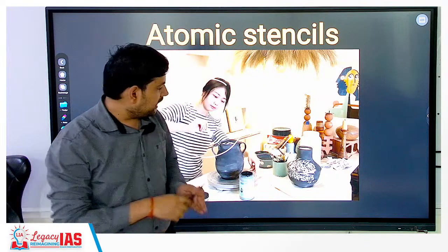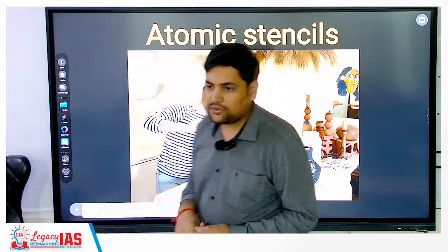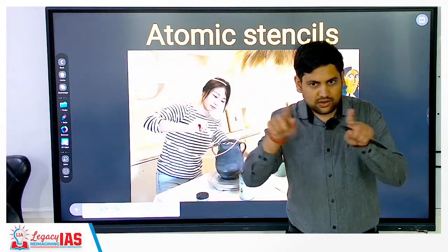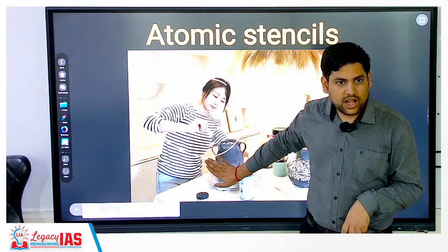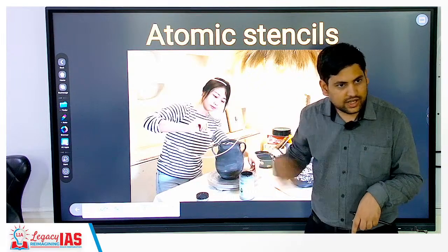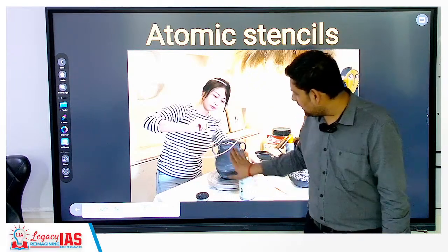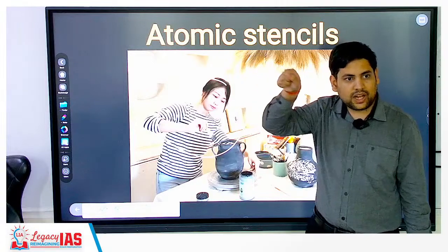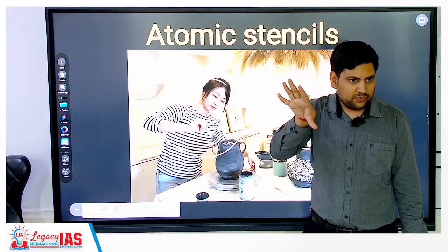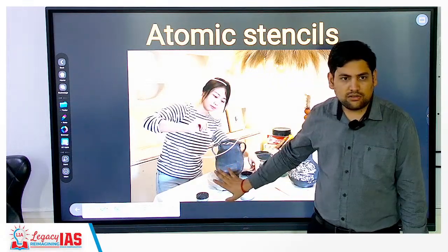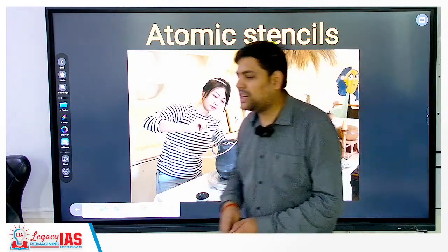So what she was doing was making a Mona Lisa on a wax frame, and then she will stick this wax frame. After that, she will paint the entire thing, so the entire thing becomes black. Then she will remove that wax stencil. Now what remains? Mona Lisa will be visible to you on the pot. Correct? This is also used by your simple painters.